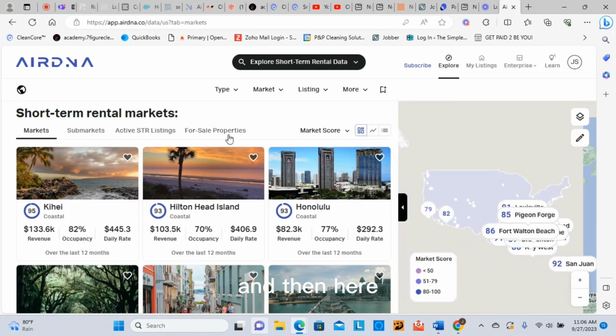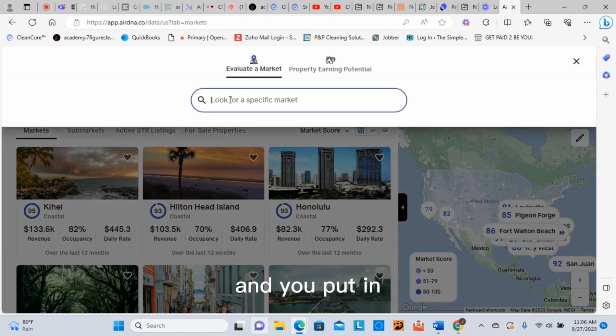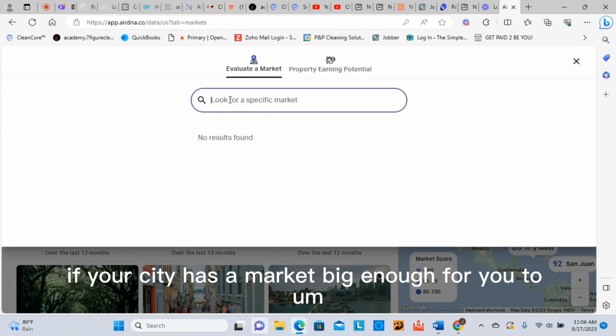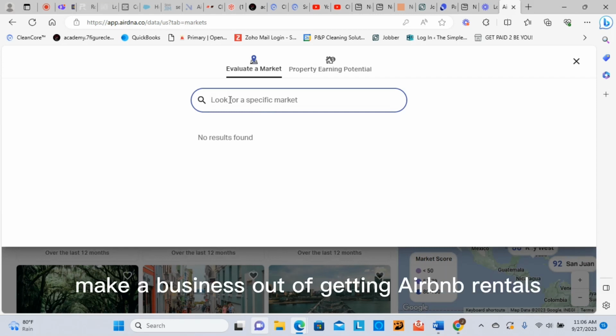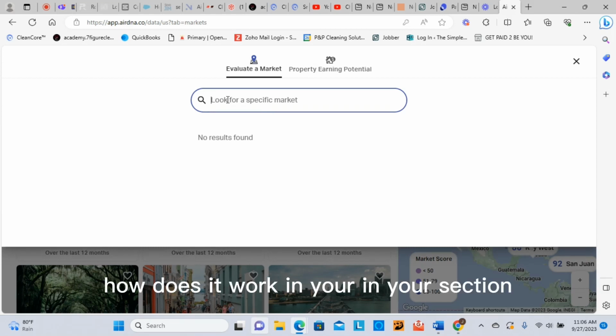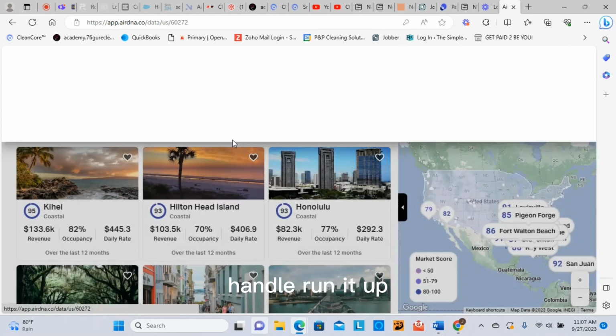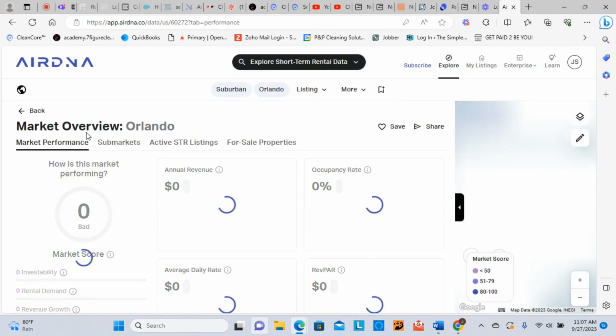Click on it, and then here you have a lot of information. So what you do is you go to explore short-term rental data, and you put in your city. You want to find out if you have a market big enough for you to make a business out of getting Airbnb rentals, or just to see how it works in your section. So let's say, for example, we're just gonna go to Orlando.